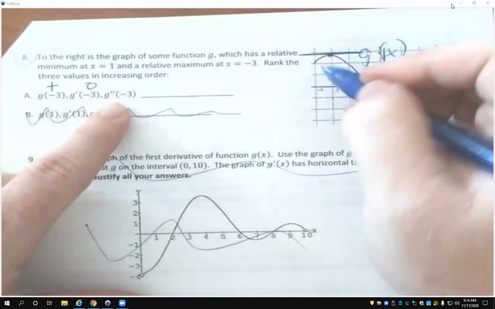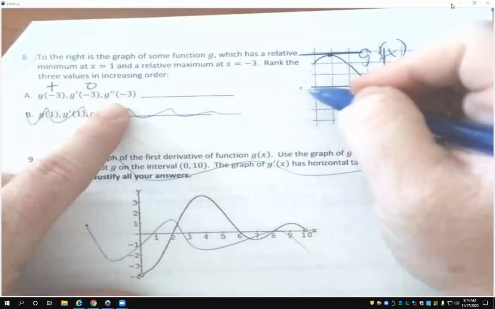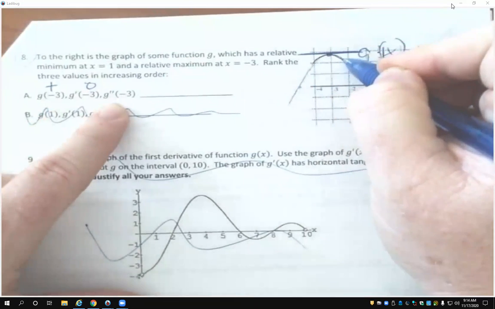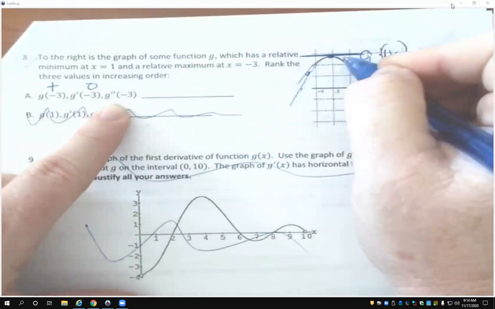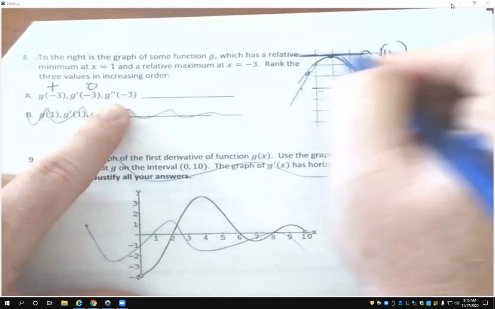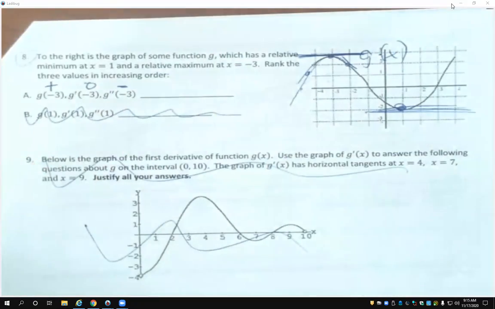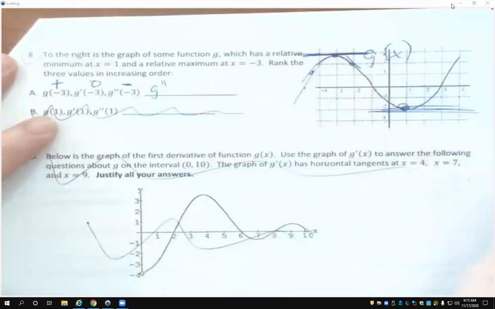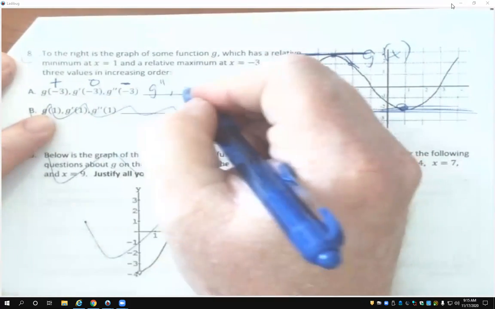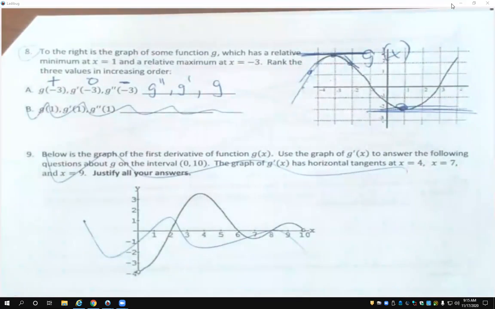We are concave down if this graph continued to some point of inflection over here, but we're concave down because all my tangent lines are above, right? When my tangent lines are above, just like this one right here, we're concave down. So this is negative. So now I can rank them in order. G double prime is my smallest number. G prime is my second because it's 0, and G is my largest number.